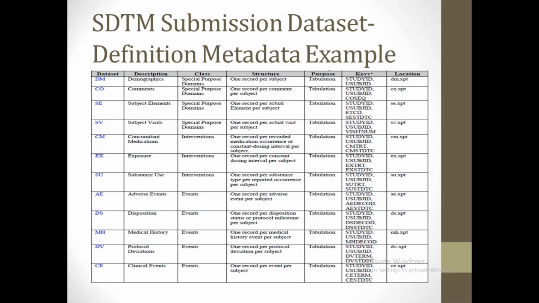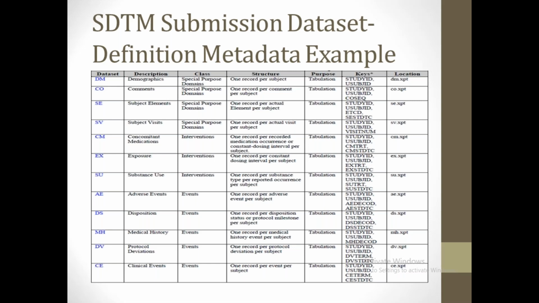CO, comments, special purpose domain, one record per comment per subject. Suppose I have noticed subject number one got a rash on his skin, he has an injury on his knee. Each and every comment will be considered as a separate record. So if one subject has two comments, we get two records for that subject. You got the point? This is how the data structure is. Whenever you are creating this data set, this is how the data structure will be. One record per comment per subject. And you can see here study ID, USUBJID, and COSEQ. CO stands for comment, SEQ stands for sequence, comment sequence.